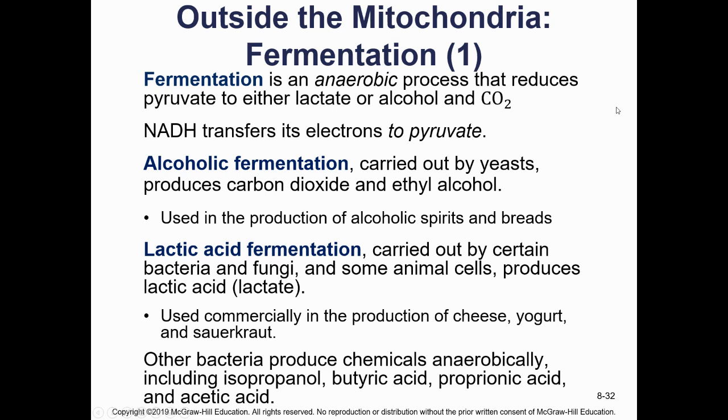So this is an anaerobic process, and we're going to reduce, gain electrons. We're going to tack those hydrogens onto pyruvate and convert it to either lactate, lactic acid. Remember, ate is the same as ic acid: lactate, lactic acid. Or we're going to convert it to alcohol and carbon dioxide. So our NADH, our taxi, is going to transfer its electrons to the pyruvate. Alcoholic fermentation is done by yeast, and it produces carbon dioxide and ethyl alcohol. We use that to produce alcoholic beverages and bread.